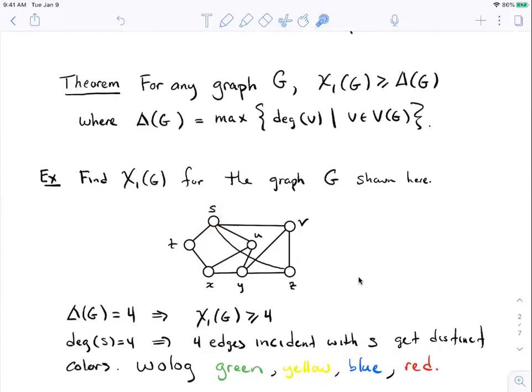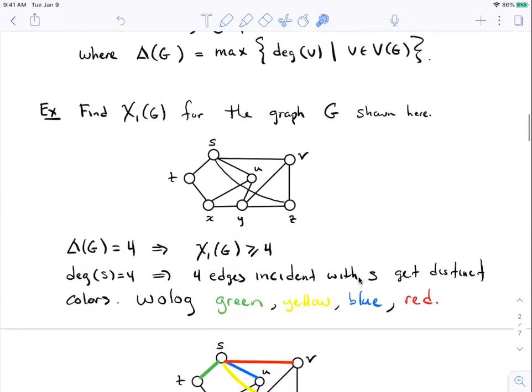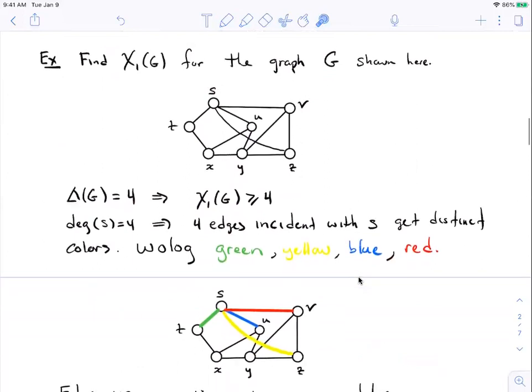We can randomly assign them. If you want to just use number labels, it's fine, but I'm going to color them green, yellow, blue, and red. All right, so I'll show you the picture. There I have a picture of this graph G, and I've assigned 4 colors to the edges incident with S. I would have to give those 4 edges 4 different colors, and those are the 4 I chose.